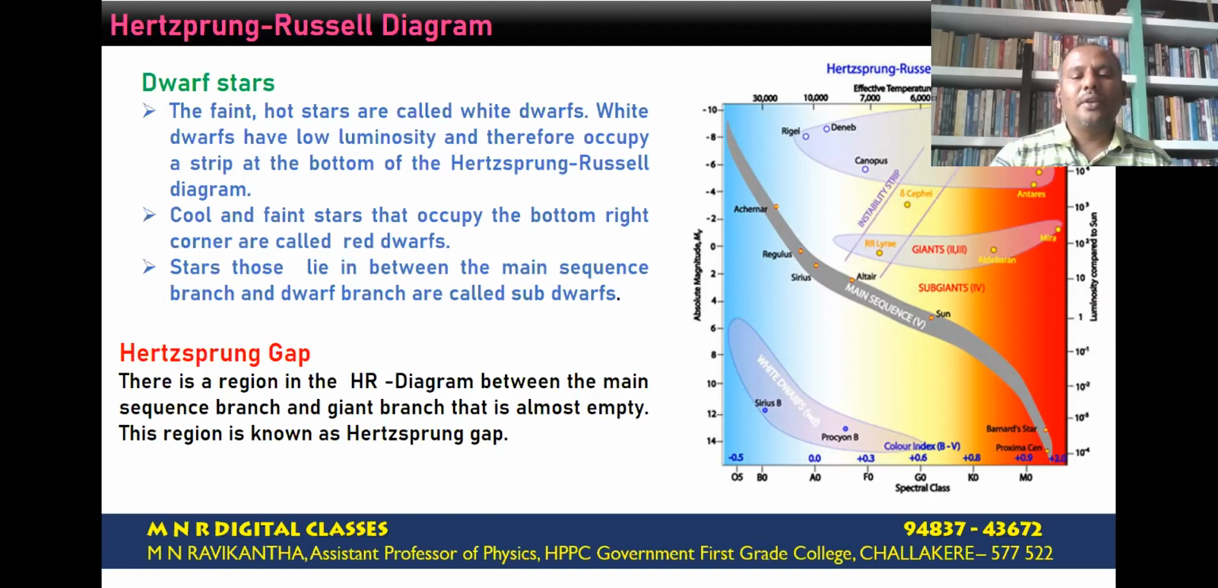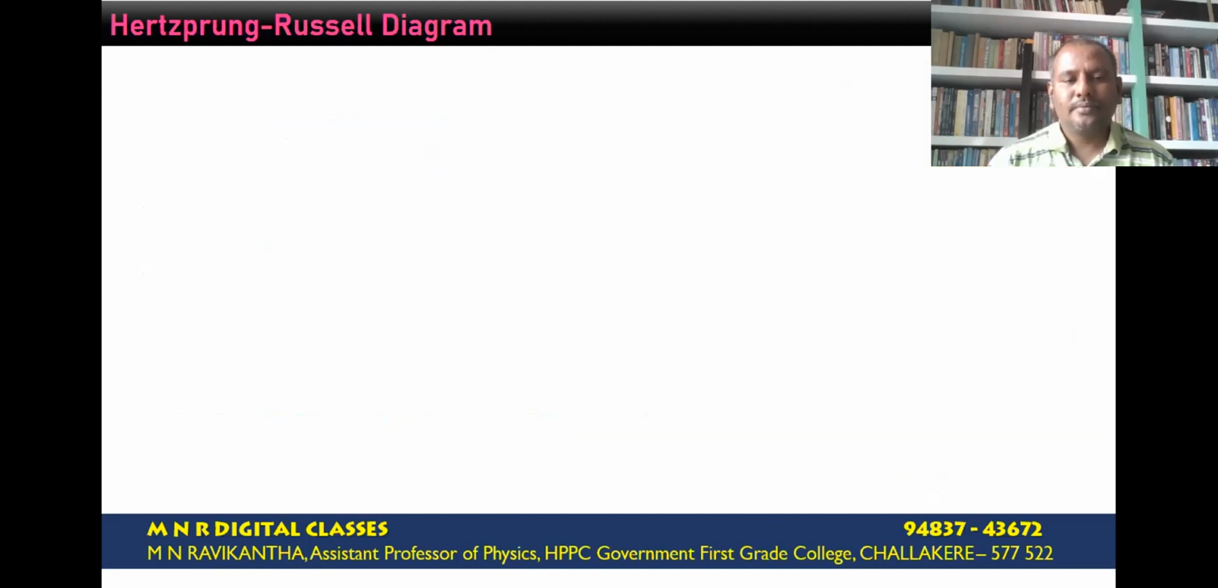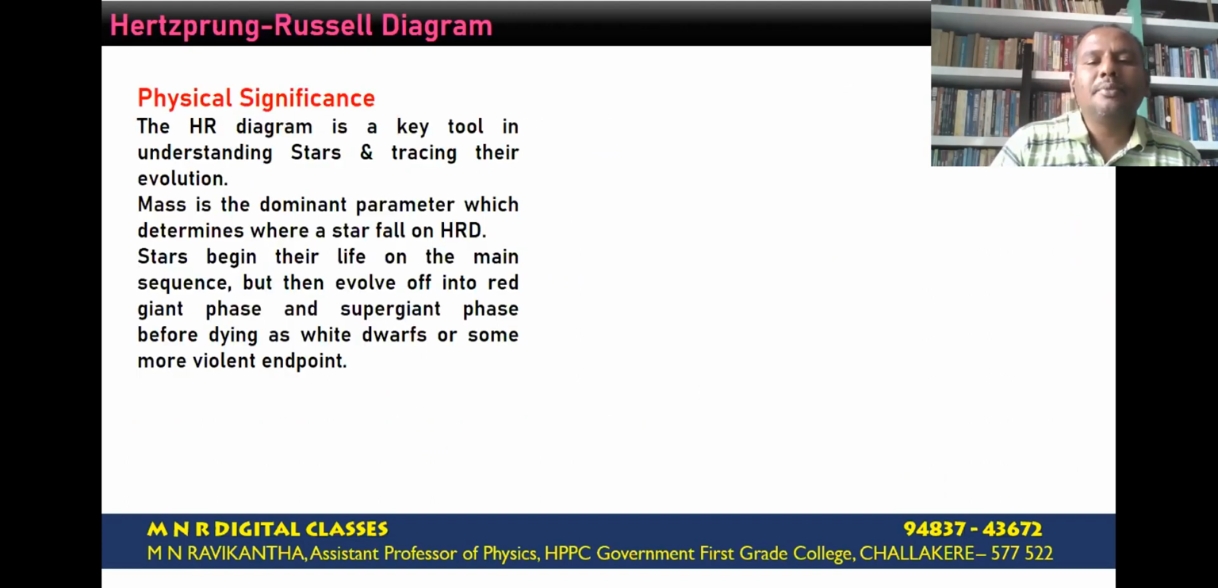If you observe this HR diagram carefully, the region between the main sequence branch and the giant branch is almost empty. This region, in which there are no stars, is called the Hertzsprung gap. Now, with this brief description of the HR diagram, let us understand its importance, or physical significance. This HR diagram is a key tool in understanding the stars and tracing their evolution.